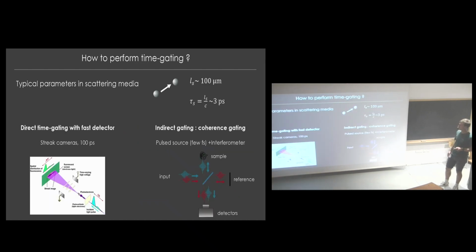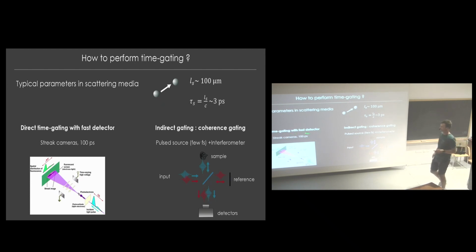But before that, we need to have numbers. In scattering media, let's say that if we take a scattering mean free path of the order of 100 microns, this gives you a typical scattering time of 3 picoseconds. So this is pretty fast. And now if you want to do some time gating with this, you can do it directly with fast detectors, or you can do it indirectly.